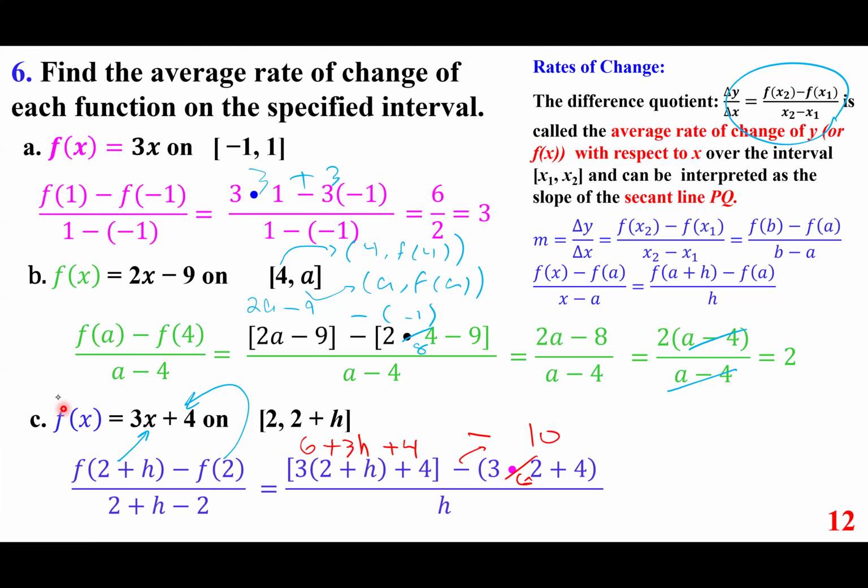So we have here 6 plus 3h plus 4. Over here we have 6 and 4, 10. With the negative, it is minus 10. And I hope you see minus 10 with 6 and 4 cancel each other. The numerator becomes simply 3h. Divided by h is 3, and we are done.